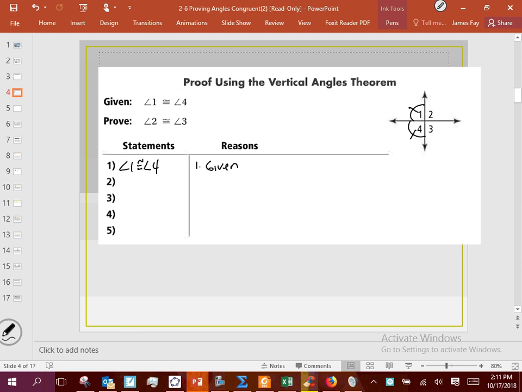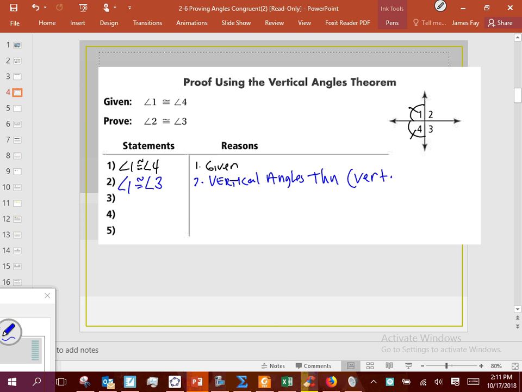Based off of what we just learned with the vertical angle theorem, are there any other angles up there that you guys would maybe consider congruent? Anybody? 1 and 3 are congruent, right? Angle 1 congruent to angle 3. Okay? Now the reason is the vertical angles theorem, which says vertical angles are congruent, right? Vertical angles are congruent.